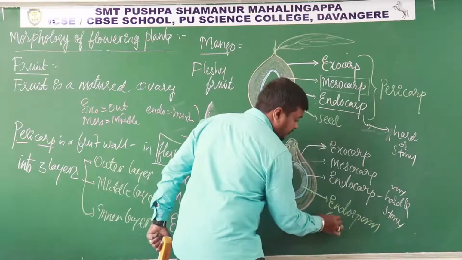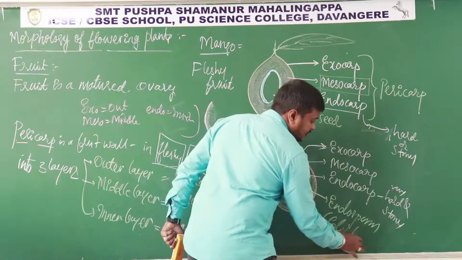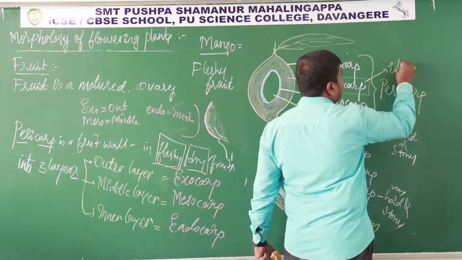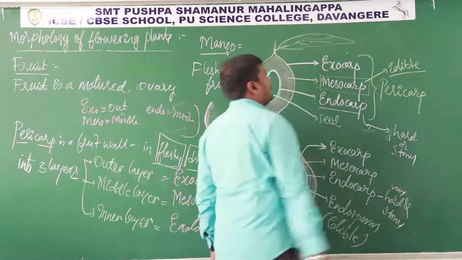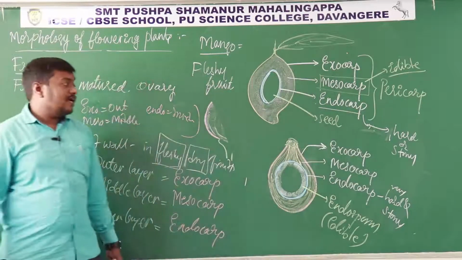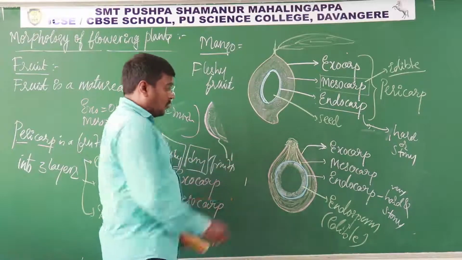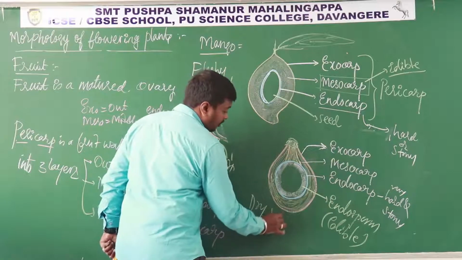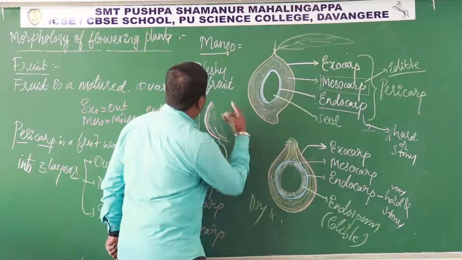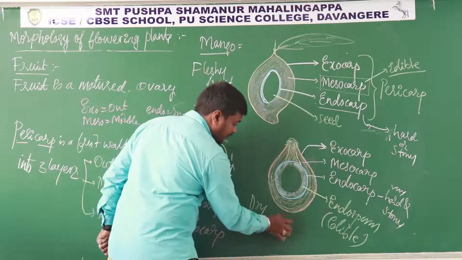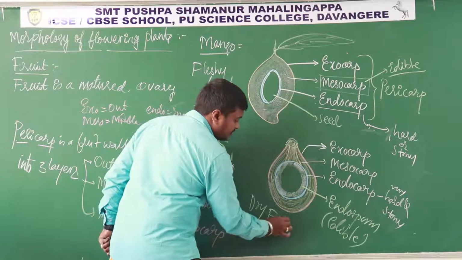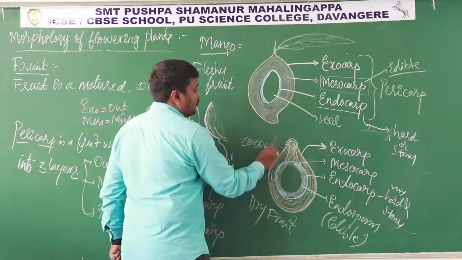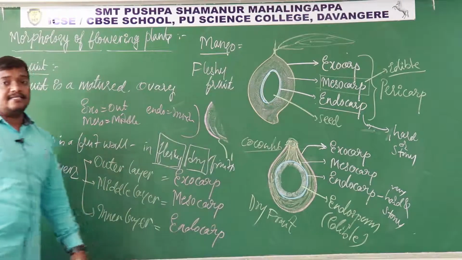endosperm. So endosperm is edible here, whereas in mango mesocarp is edible. The pulp part is edible in the case of mango, and endosperm is edible in the case of coconut. So coconut is an example for dry fruit, hard dry fruit, sorry. Coconut is an example for dry fruit.